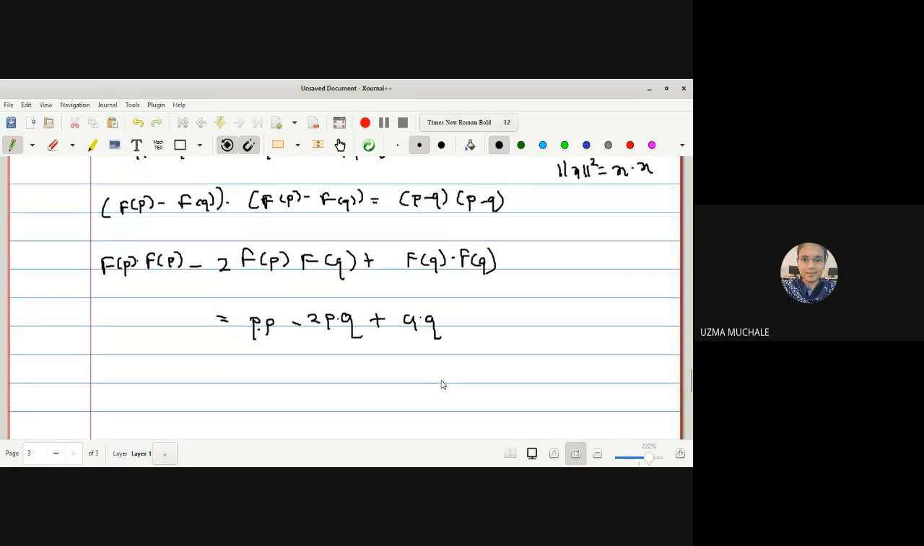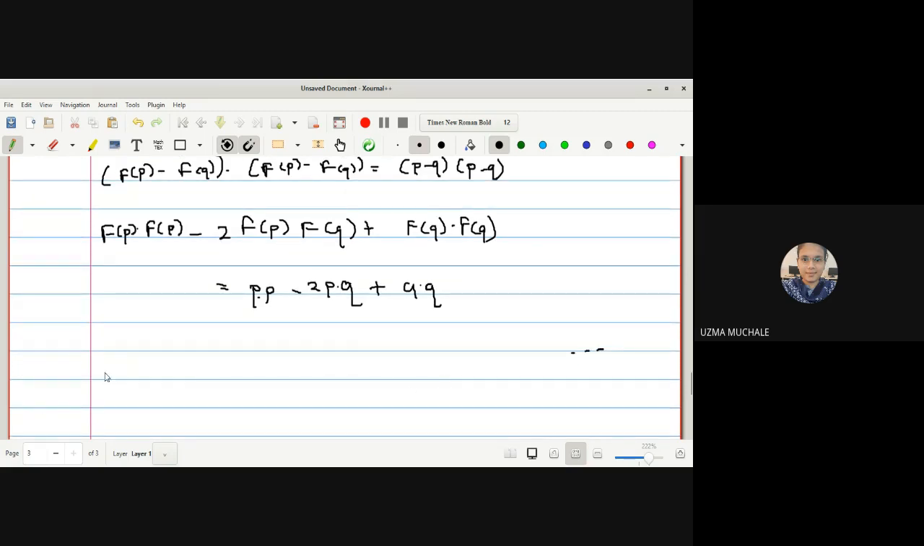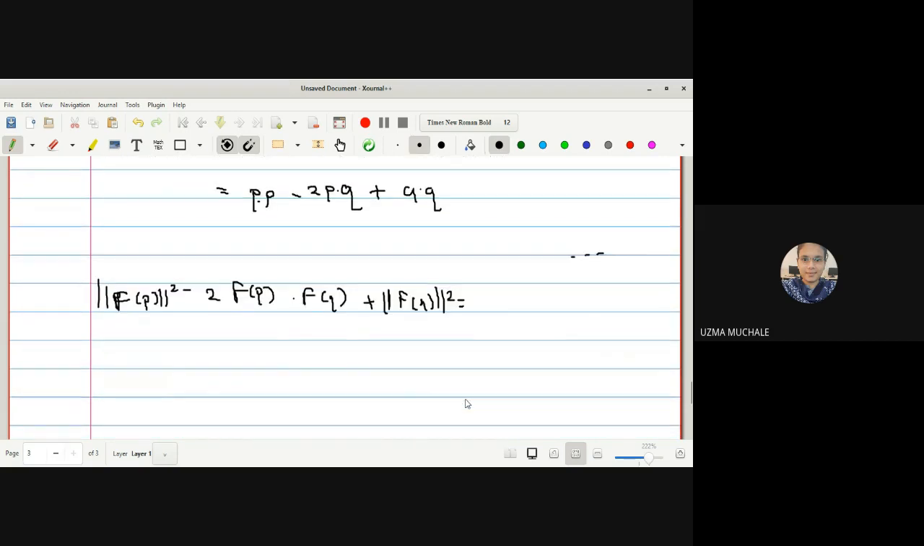Now we know, using the same definition of norm, you can write this as norm square of FP minus 2 times FP dot FQ, and it is equal to norm square of FQ, which I can write as norm square of P minus 2 times P dot Q plus, what is the next term?